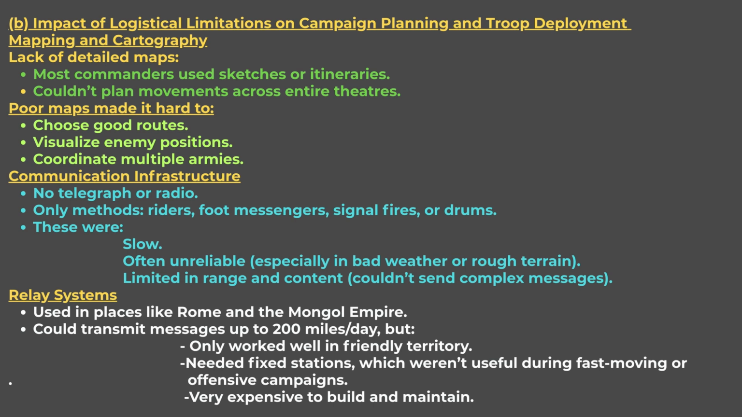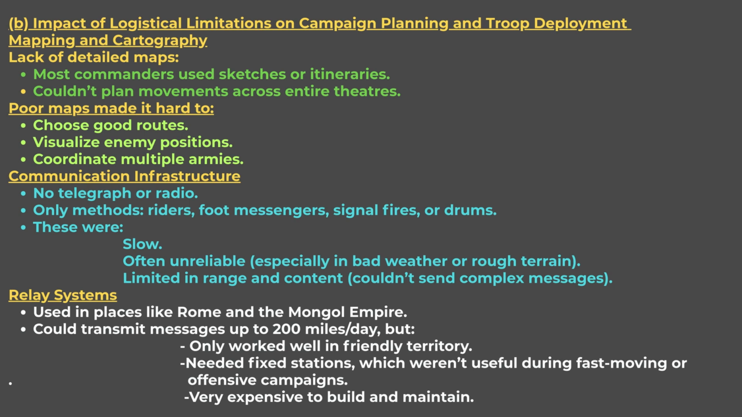This made it hard to plan good routes, understand the big picture of where the enemy was, and coordinate multiple armies in different areas. 2. Communication infrastructure. No telegraph, no radio. The only options were messengers on foot or horseback, signal fires, drums, or flags. But all of these were very slow, weather-dependent, limited in range and detail. You couldn't send complex instructions.